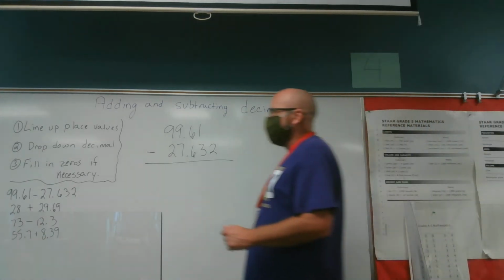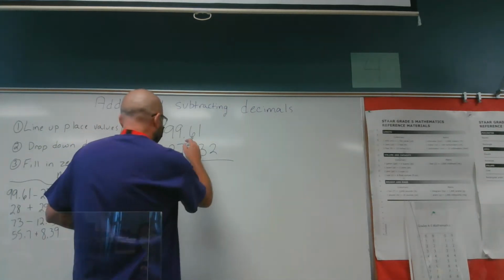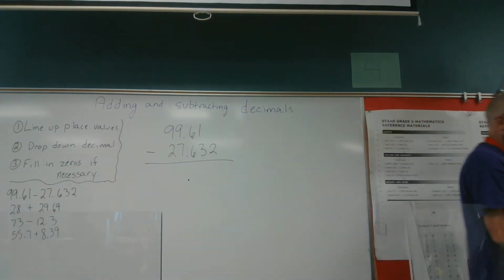And the tenths, the hundredths are over the place. Step 2 says drop down the decimal. Decimal point comes straight down. Straight down.